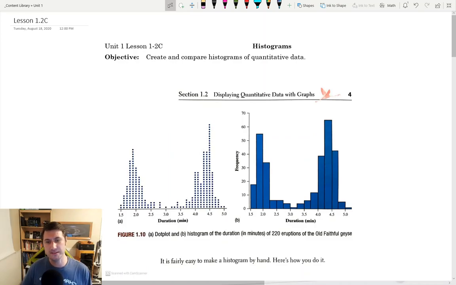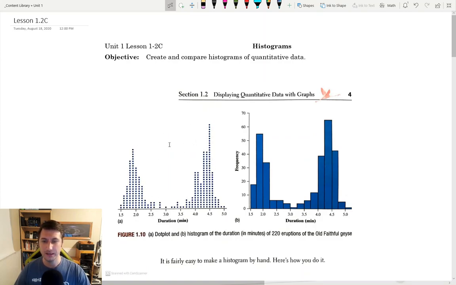Hello AP Statistics students. In this video, we are going to look at histograms. This is our last way of displaying quantitative data. So we are going to create and compare histograms of quantitative data. Remember, one of the previous ways we had of comparing quantitative data was the dot plot.